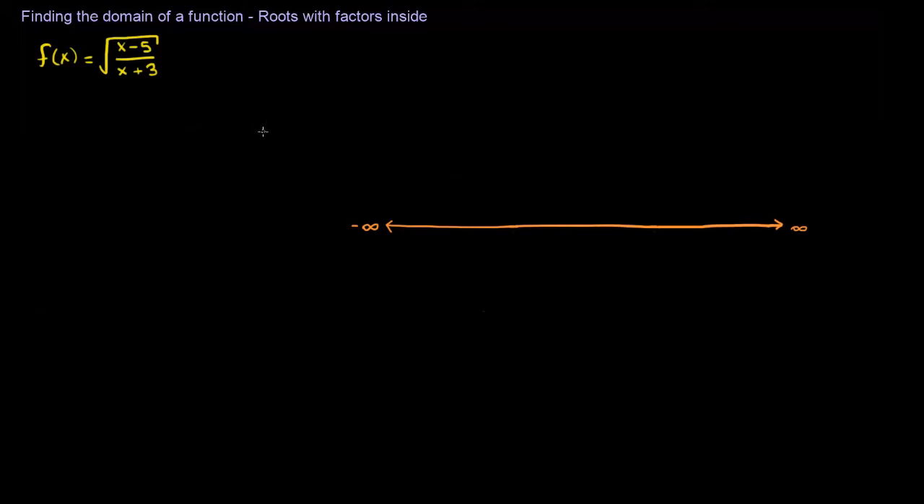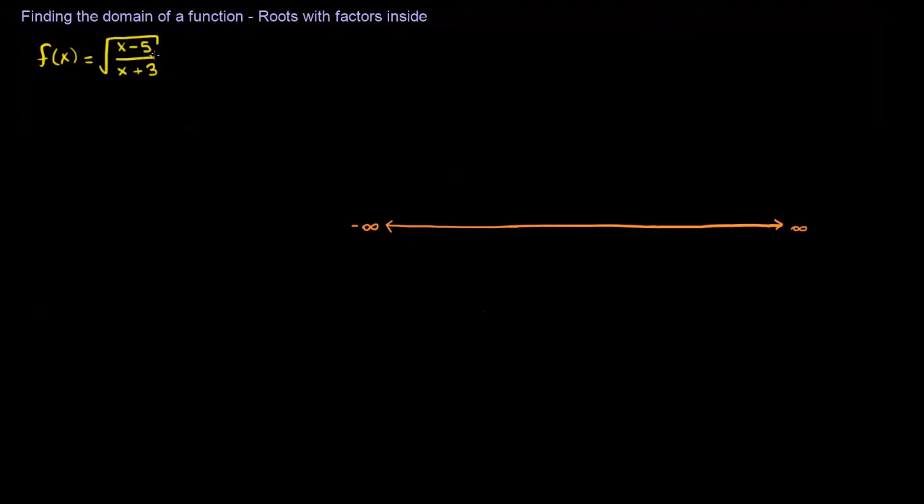Here is another example of how to find the domain of a function, in the case of roots with factors inside. First, you may notice that inside the root we have a division. You may feel something is wrong because these aren't factors, they're not multiplying. But we could discuss that further in some other video, whether these are factors or not. So I'm just going to start right away on how to solve this.